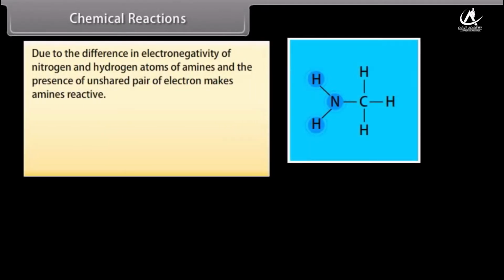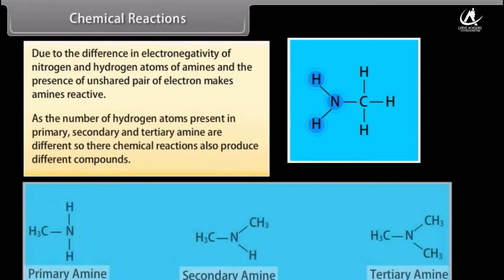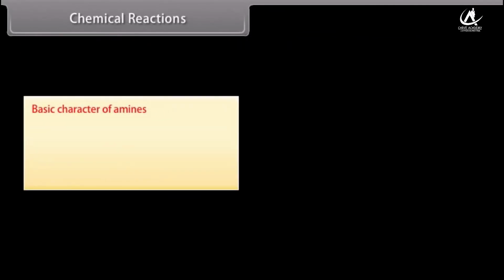Chemical reactions. Due to the difference in electronegativity of nitrogen and hydrogen atoms of amines and the presence of an unshared pair of electrons, amines are reactive. As the number of hydrogen atoms present in primary, secondary and tertiary amines are different, their chemical reactions also produce different compounds. Basic character of amines.